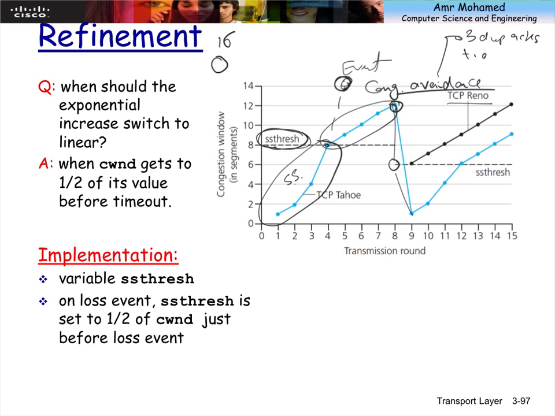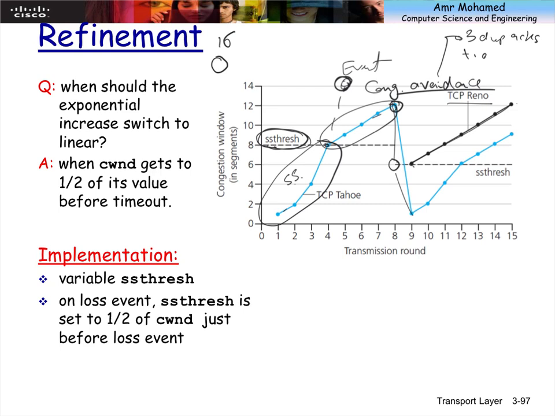In this diagram, the blue one is the TCP Tahoe and the black one is the TCP Reno. So my second event happened at 12.